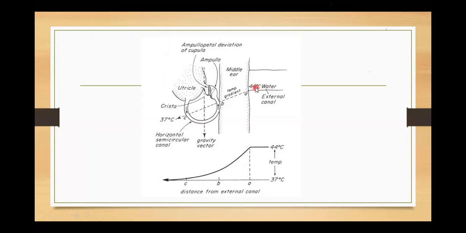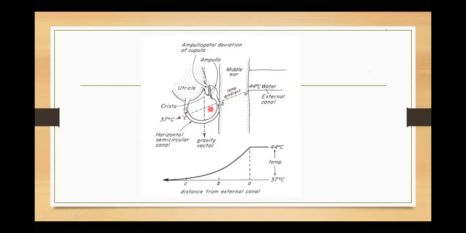we are presenting water of 44 degrees Celsius here, right? This is the tympanic membrane. And then it is the middle ear. When we present here, the temperature will slowly come down. So your horizontal semicircular canal is in connection with your middle ear. It's closest to the middle ear, and it is closest to the ampulla.